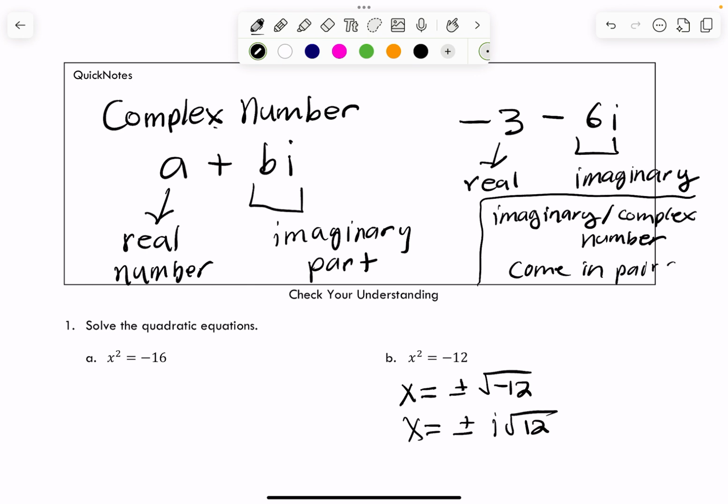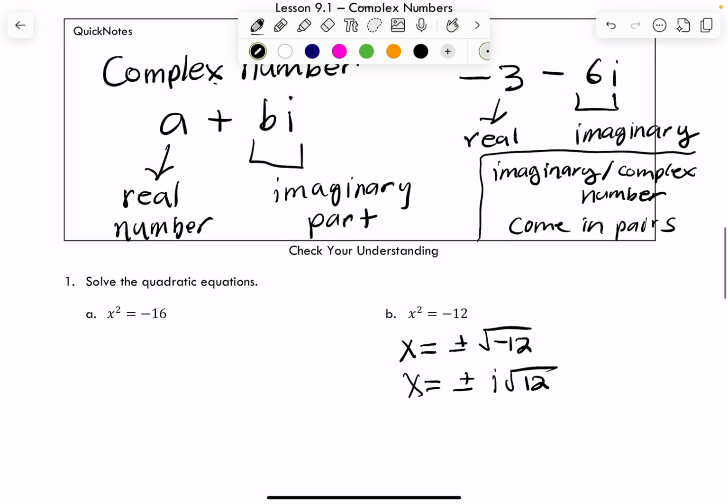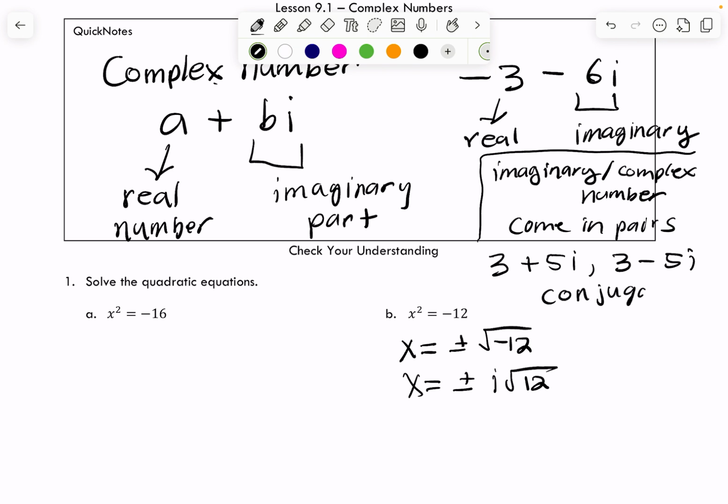So for instance, if you were solving a quadratic and you got something like 3 plus 5i, then you're also going to see 3 minus 5i. This will make more sense when you start doing the quadratic formula, which we'll do next lesson. But just write in your notes that imaginary numbers come in pairs, and we call these conjugates, which you might have heard when we did trig.